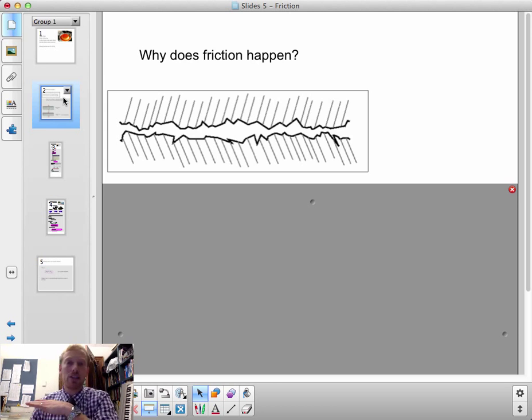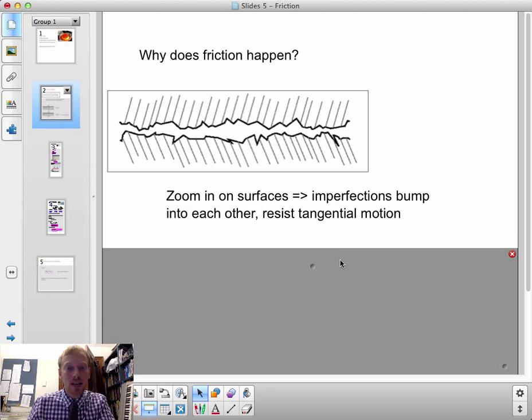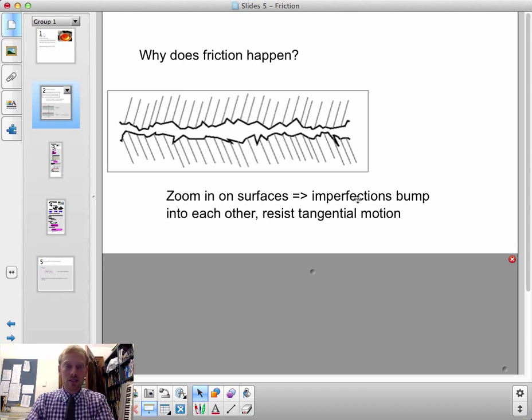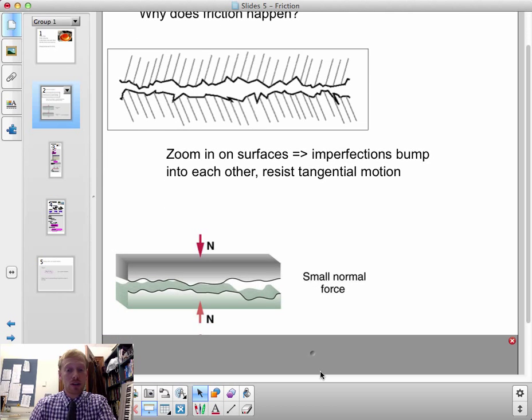Let's first talk about why friction happens in the first place. If you zoom in to the molecular level of the interface between two surfaces, they're kind of jaggedy. They're not perfectly smooth. Depending on the materials, they'll be more or less jaggedy. There are imperfections, and when you imagine dragging these surfaces that are jaggedy and bumpy and imperfect across each other, then you can imagine that the bumps press into each other and they resist that sort of tangential sliding across one another. That's what friction comes from.